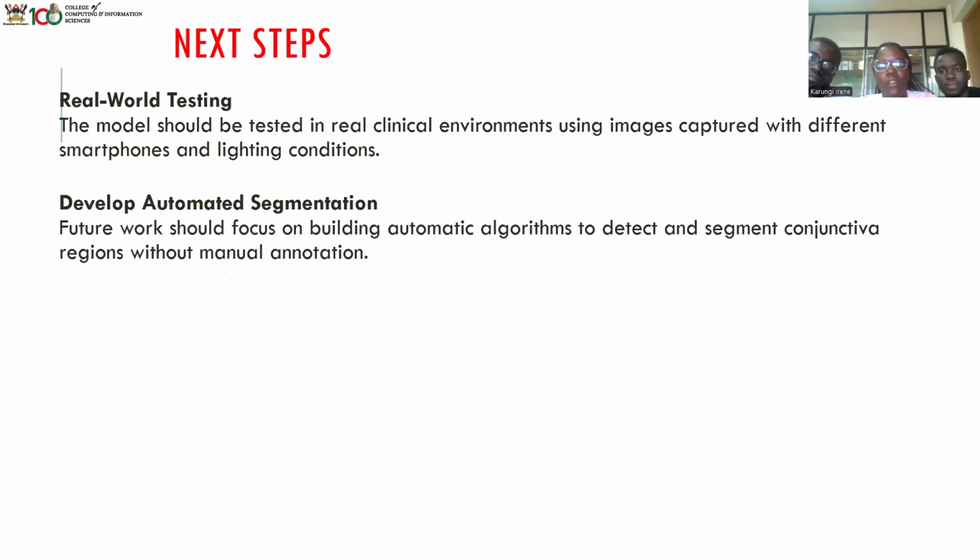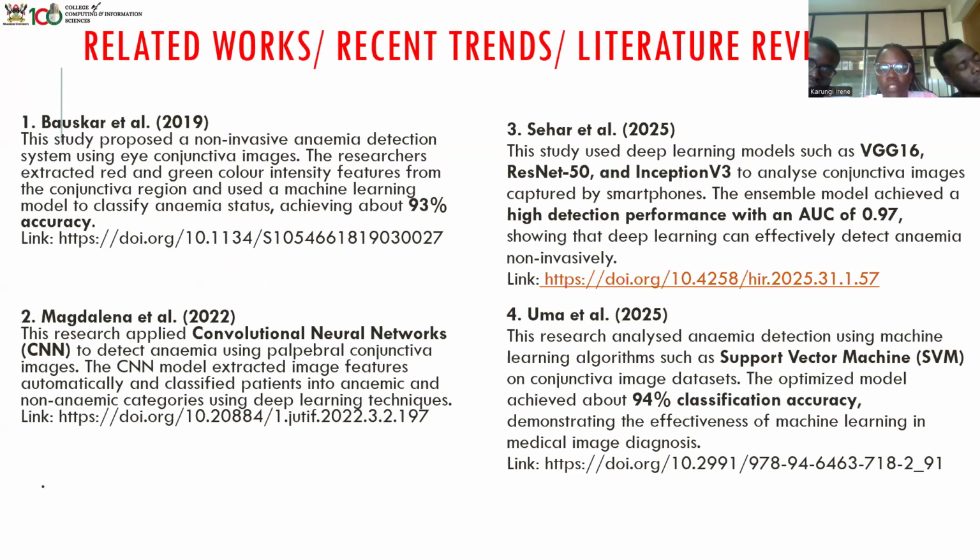In the next steps, we have real-world testing. The model should be tested in real clinical environments using images captured with different smartphones and lighting conditions. Then, to develop automated segmentation, future work should focus on building automatic algorithms to detect and segment conjunctiva regions without manual annotation. Then these are some of the related work, from people whose work relates to the project that we are working on.